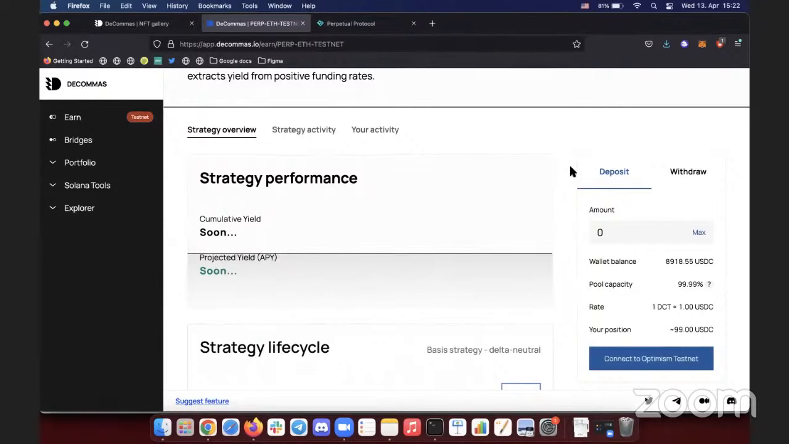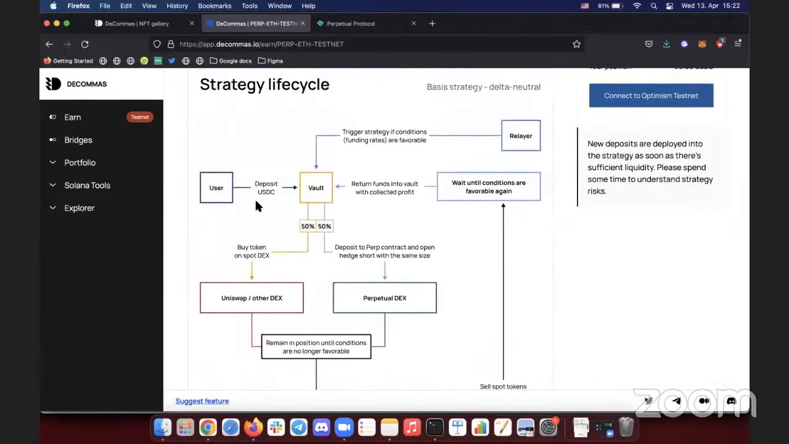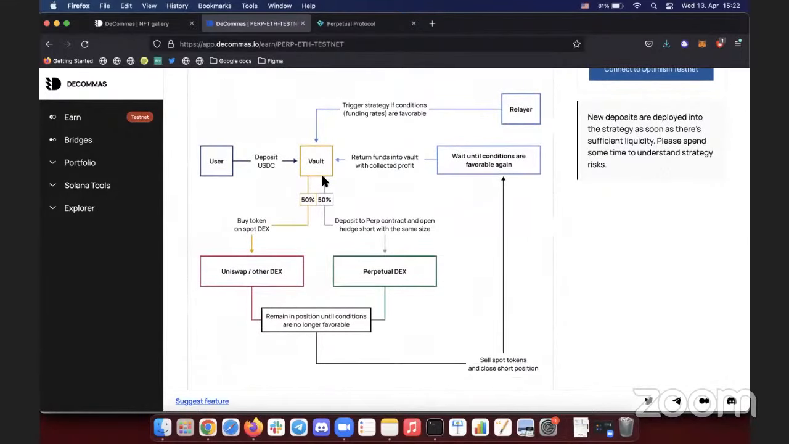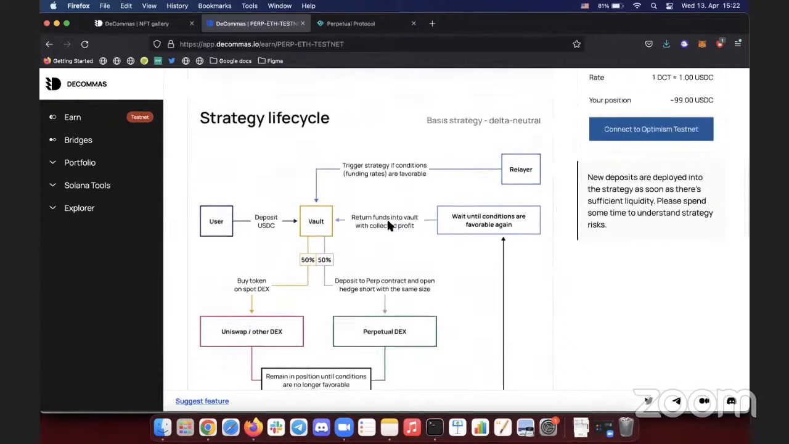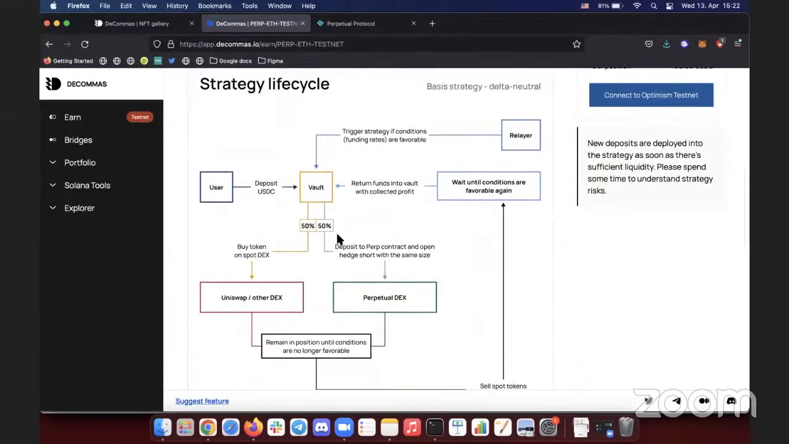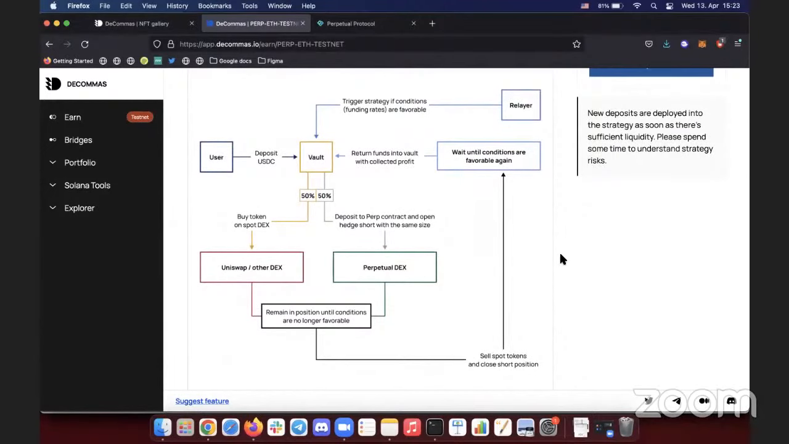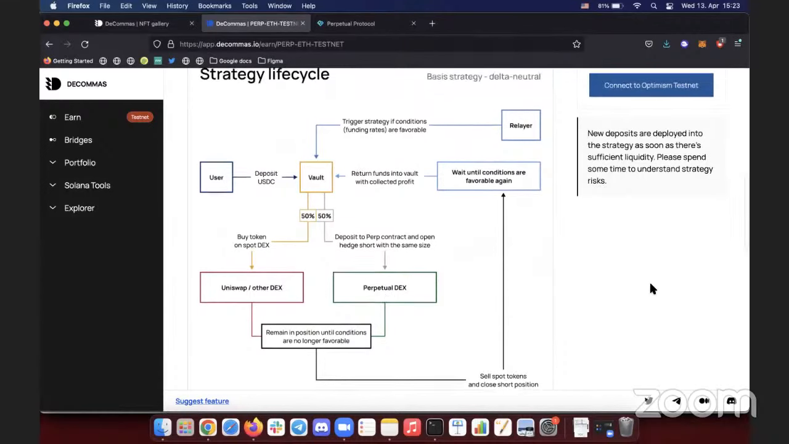What's happening underneath the hood? The user deposits USDC to run the delta neutral strategy, and that's it. You deposit and it's in the vault. You don't have to do anything else. Then the vault itself monitors the funding rates, then buys the token on a spot DEX, which will be Uniswap, and then deposits to the perp contract and opens a hedge short with the same size. That will be Perpetual protocol on Optimism, and then it collects the funding rates.